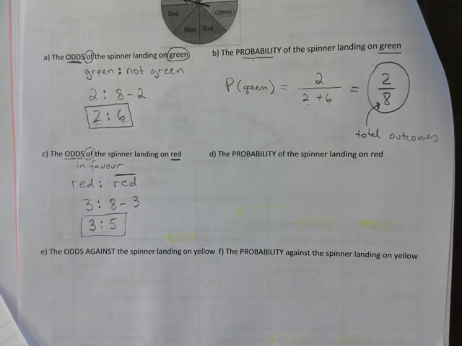What is this saying, the 3 to 5? What is that saying? It's saying that if you had 8 marbles, 3 of them would be red, 5 of them would not be red. They could be white, blue, black, whatever. We don't know that, but we know that there's 3 reds to every 5 that are not reds. Okay?